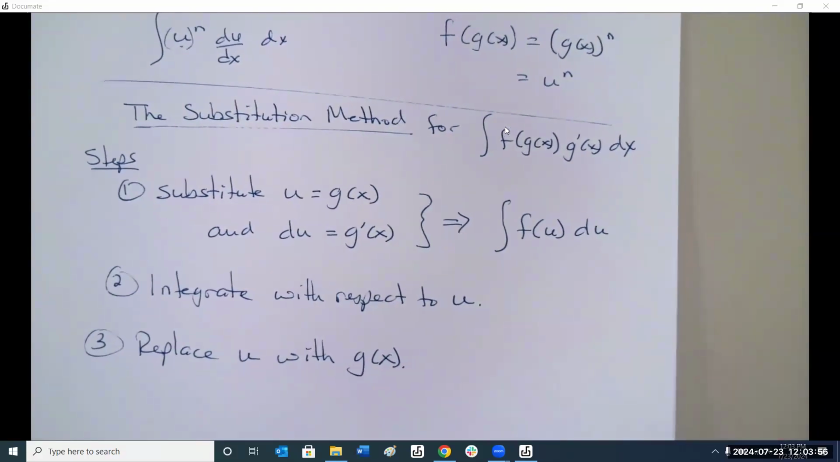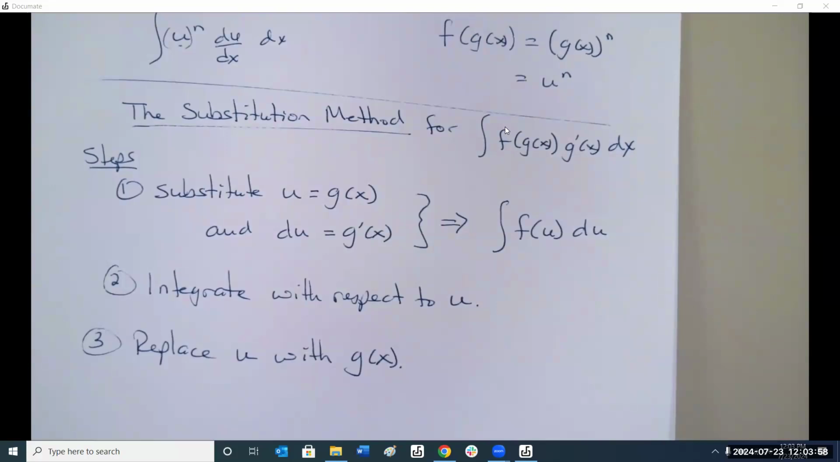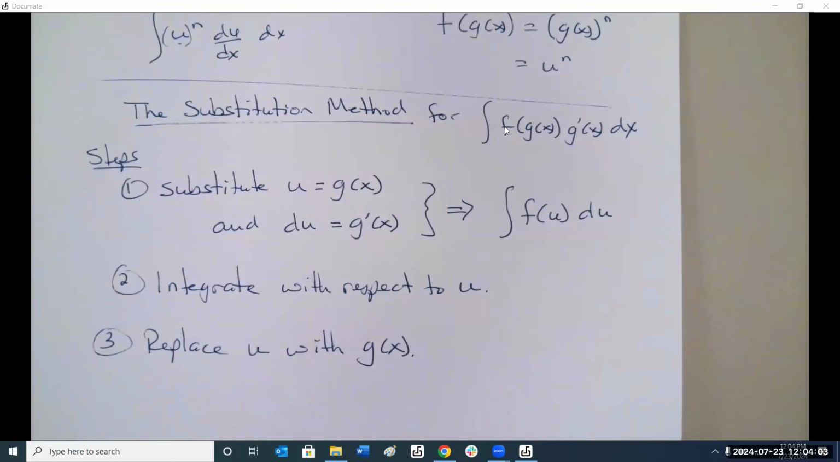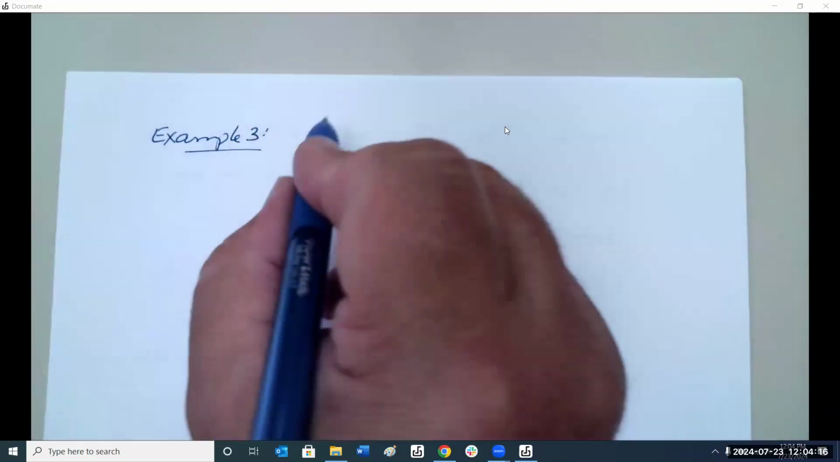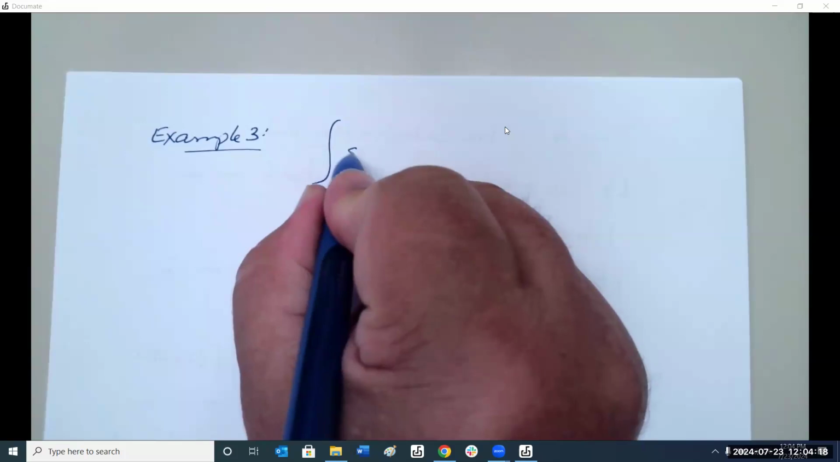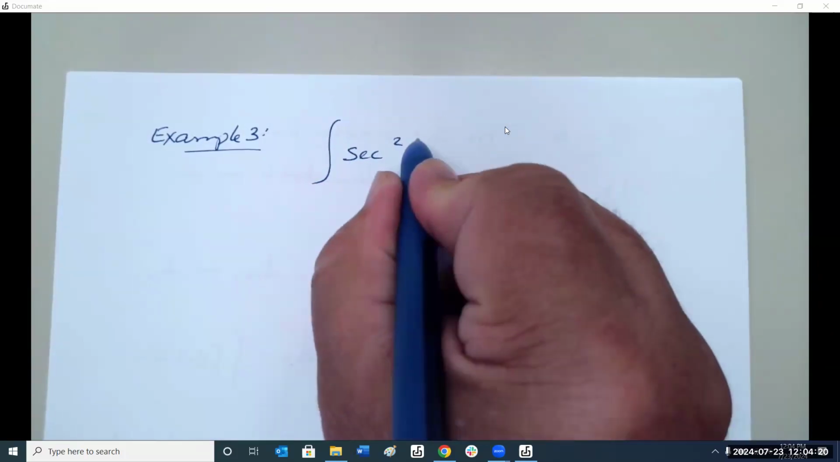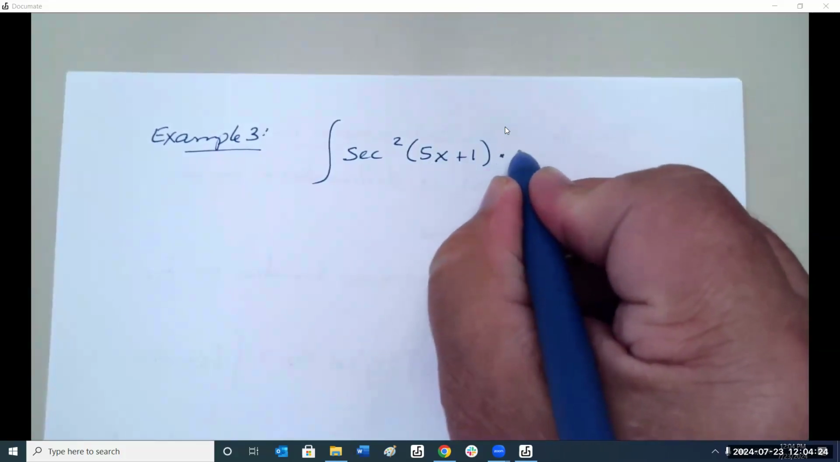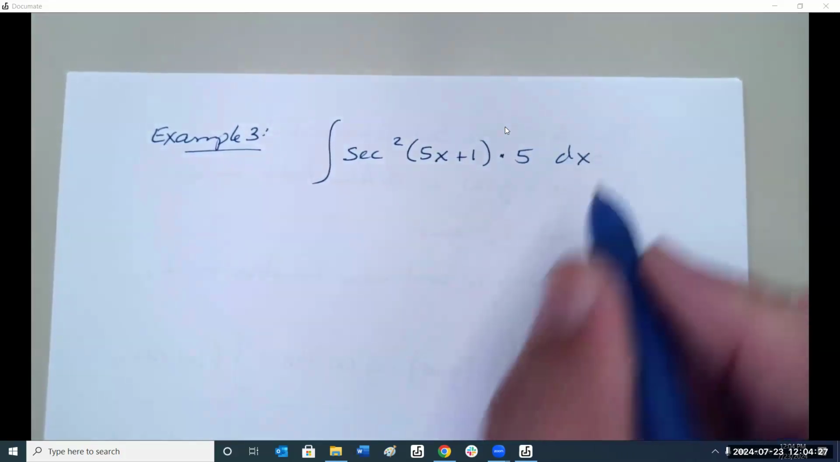All right, let's look at an example here. I'll wait till everybody writes this down. Example 3: the integral of secant squared of 5x plus 1, times 5 dx.